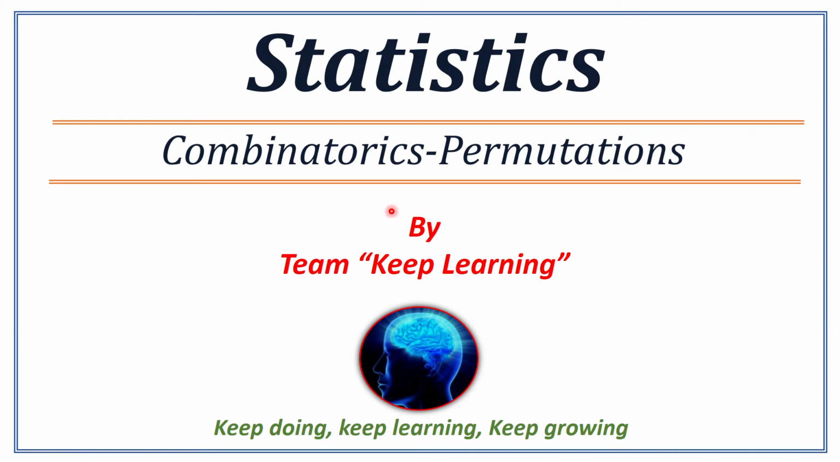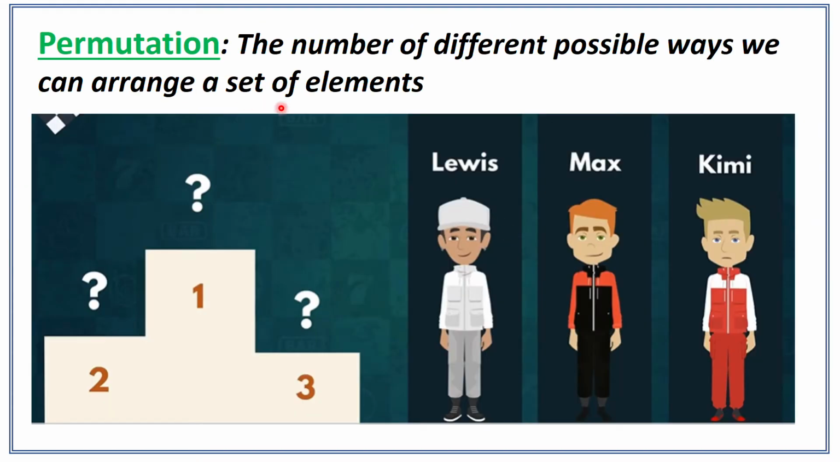In this video, we will see the first part of combinatorics, that is permutations. So let's start. What does permutation mean? Permutation means the number of different possible ways we can arrange a set of elements. The number of different possible ways in which we can arrange a particular set of elements. So let's understand this with an example.